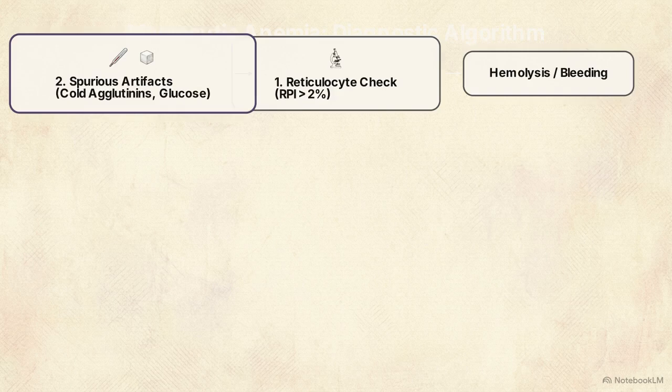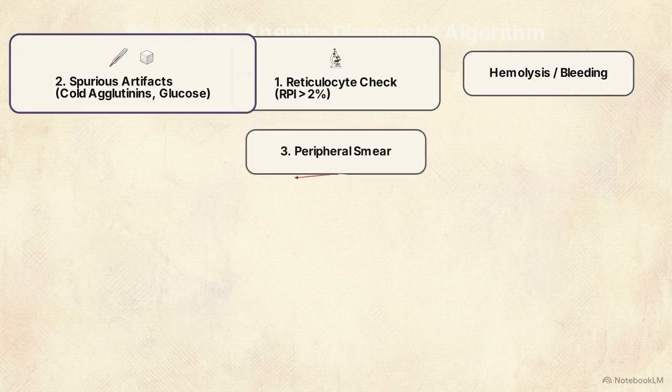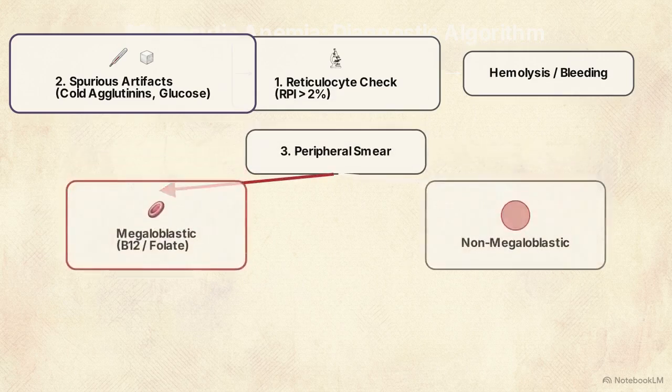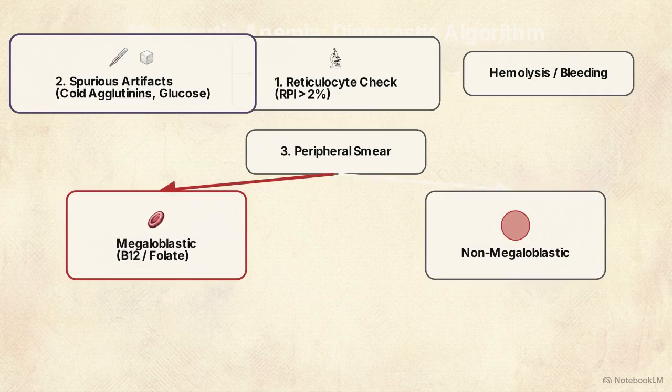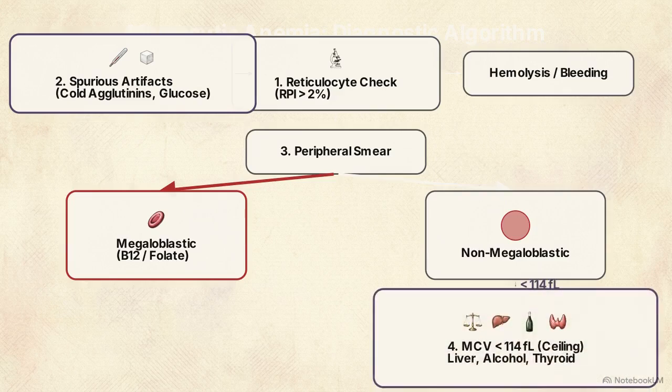Step 3. Examine the peripheral smear. This strictly divides the pathway into megaloblastic disease with oval macrocytes versus non-megaloblastic disease with round macrocytes. Step 4. Apply the 114 femtoliter rule. If the MCV is under 114, you target the workup on liver disease, alcohol use, and a TSH check for hypothyroidism. Step 5. If the MCV exceeds 114 femtoliters, particularly in an alcoholic patient, you immediately pivot to investigate a concurrent B12 or folate deficiency.